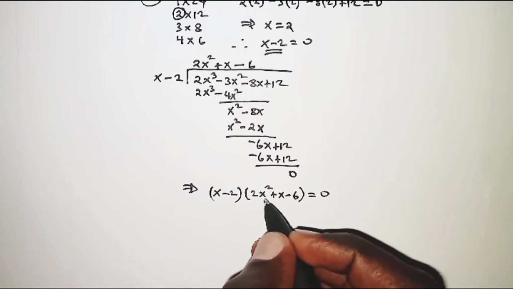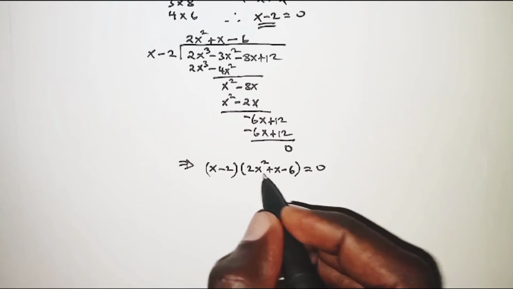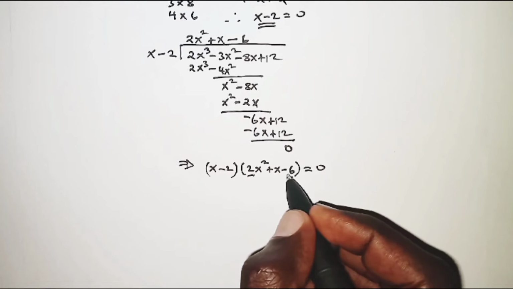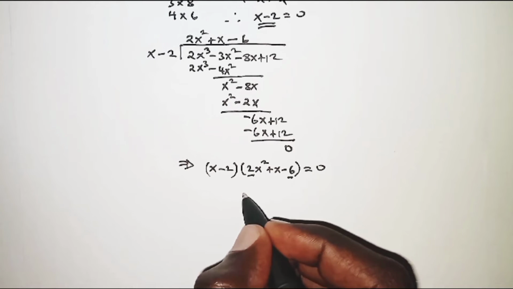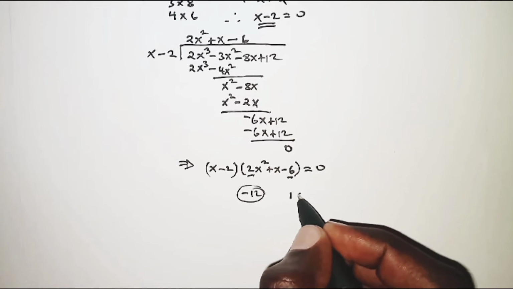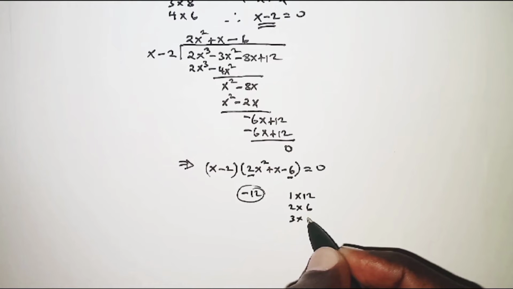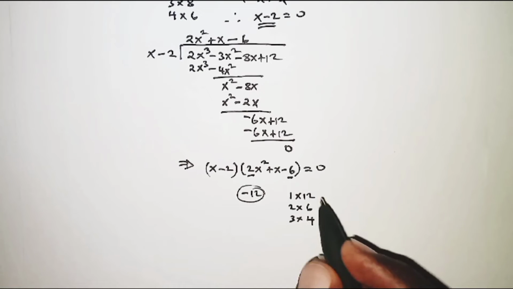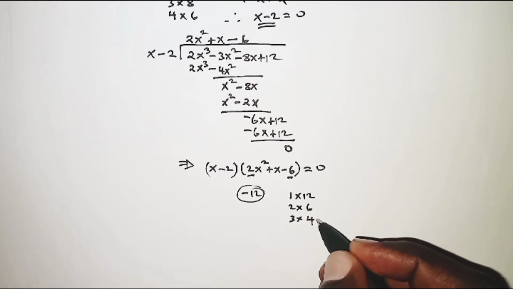So for the quadratic part, again, we are going to look for the factors of the product of the coefficient of x squared and the constant term, which is negative 6. So we have the value as negative 12. So let's look for the factors of 12 first. So we have 1 by 12, 2 by 6, 3 by 4. 5 is not a factor. 6 repeats itself here, so we stop. So these are the factors. So the pair that satisfies the condition is 3 and 4.